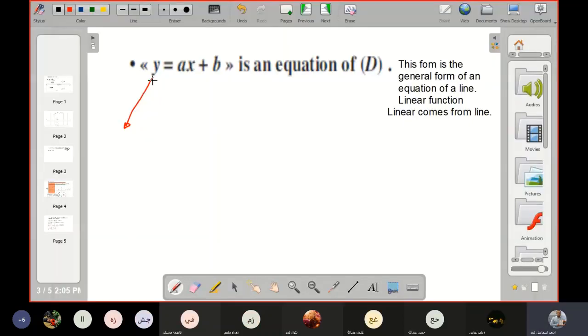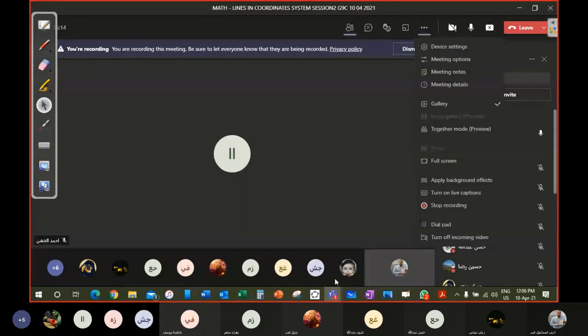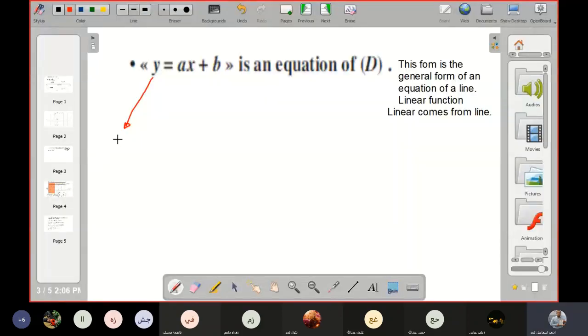So here, in this general form of an equation of a line, y is a variable. x also is a variable.